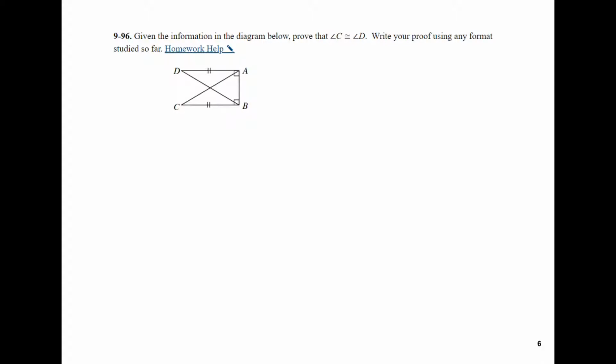9-96. Given the information in the diagram below, prove that angle C is congruent to angle D. Write your proof using any format. So we know that line segment DA is congruent to line segment CB because that's given.